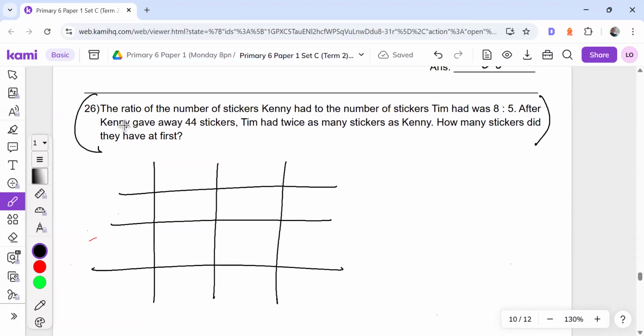What is unchanged? Kenny gave away stickers, right? Because Team is unchanged. Team didn't give away stickers. Okay? All right, you can solve already. And the method is called the table method.